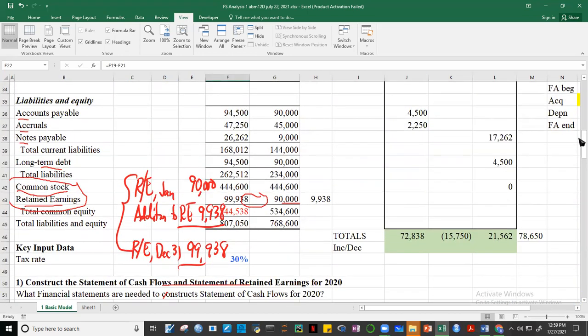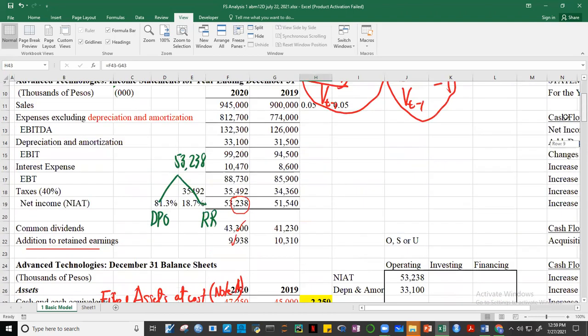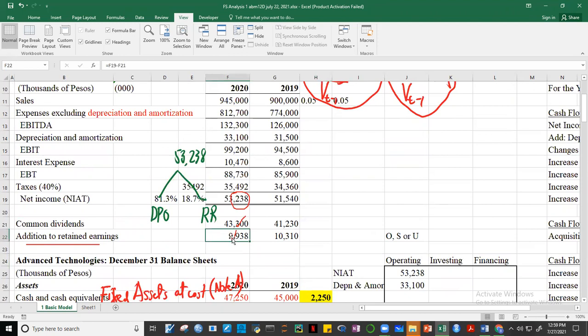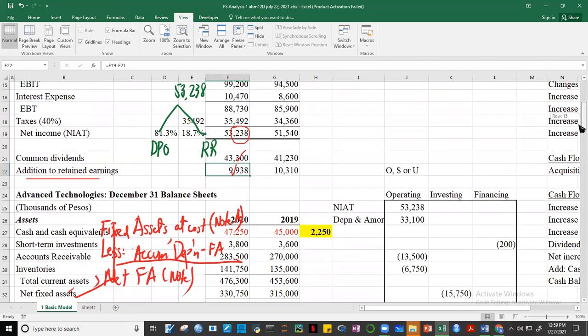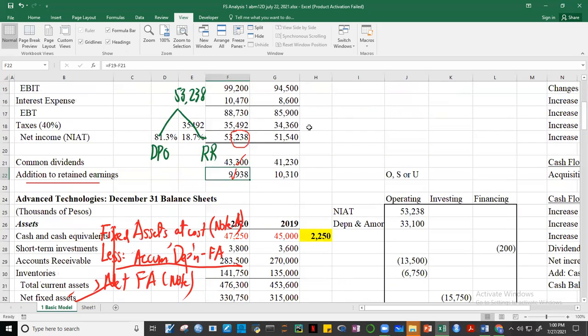Kasi, actually, yung 9938 na yan, okay, saan nanggaling yan? Dito nanggaling yan. Nanggaling yan dito sa net income. Diba? It came from net income and then in-split yan into dividends and into addition to retained earnings. So, andito na yung 53 natin. So, pag pinasok pa natin to, mado-double count yan. Okay? So, just be clear about that. Hindi kasama yung retained earnings kasi andito na yan sa net income after tax.